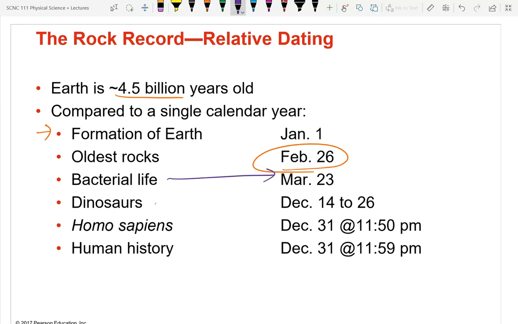Then we get to dinosaurs. Dinosaurs would have occurred within the last 2 weeks of the year. And of course, we think of dinosaurs as way in the distant past, because it is way in the distant past. But compared to the time scale, very recent. Homo sapiens and Homo sapiens sapiens, that's us, are things at the very, very, very end of the year. So they're very recent. So when we talk about human history from a scientific perspective, human history is a very brief amount of time.